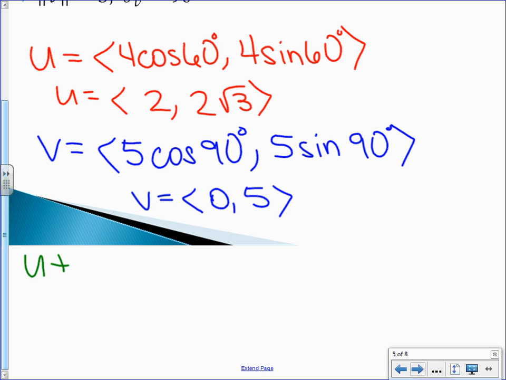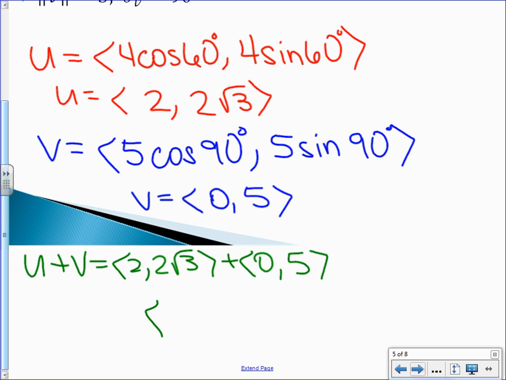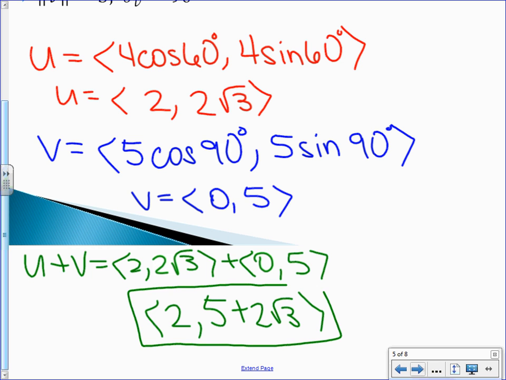u plus v, we have 2 radical 3 plus 0.5. So we would write this as 2 is our horizontal component. Our vertical component, yes, we would have to write it as 5 plus 2 radical 3, because we cannot combine that radical with an integer.